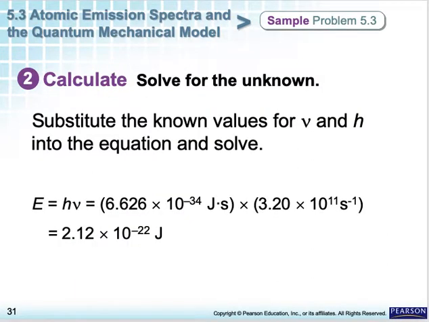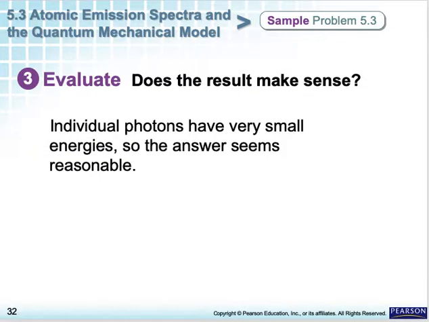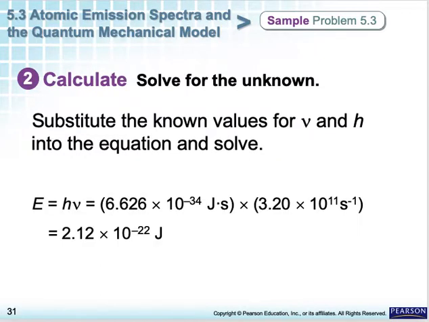Once we calculate that out in our calculator, and we'll do some of these in class so that you can practice it, then it comes out to 2.12 times 10 to the negative 22 joules. So individual photons have very small energies, so the answer does seem reasonable. And you should make sure that energy comes out to a fairly large negative exponent for one photon.